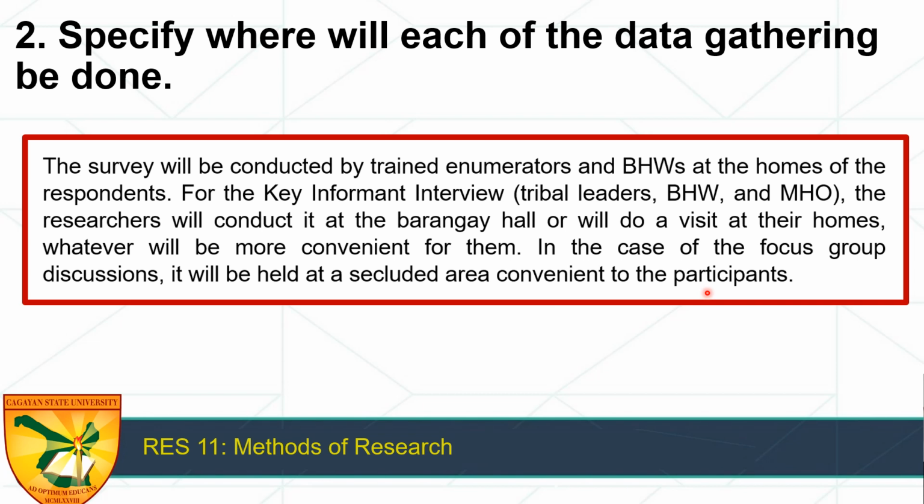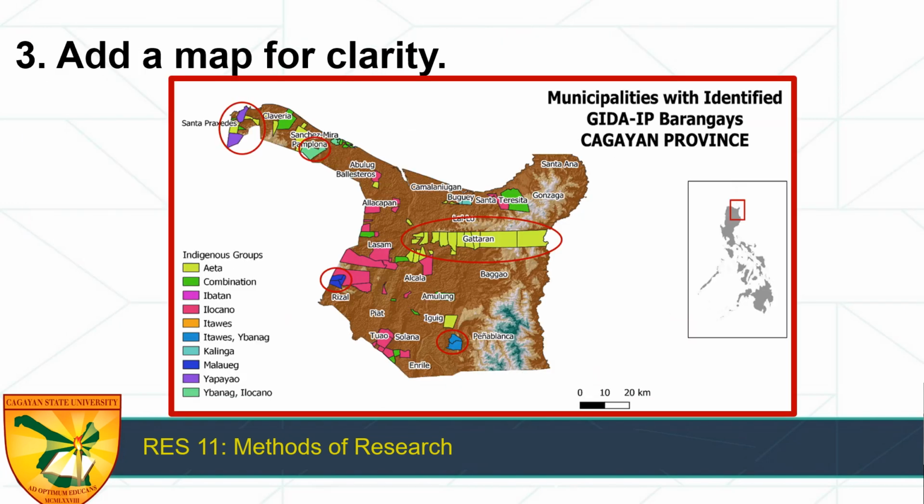So we are not looking already at the locale or the setting, but we are specifying where each of the data gathering will be done. If it is experimental, you will be telling at this part where the experiments will be done, in which laboratories, for example. And finally, you can add a map for clarity. For example, in this map, you will see easily where the IP groups are located.